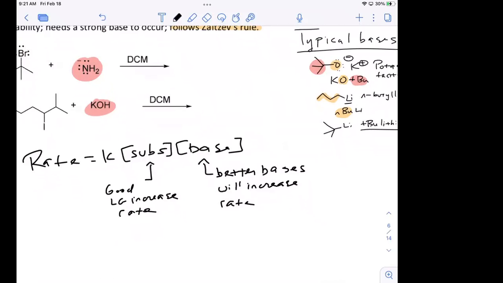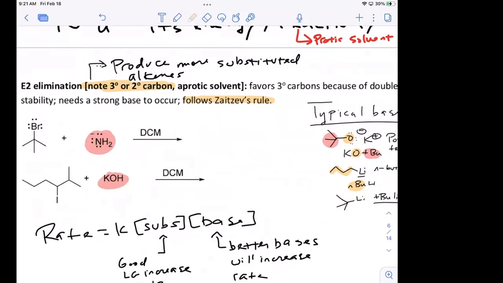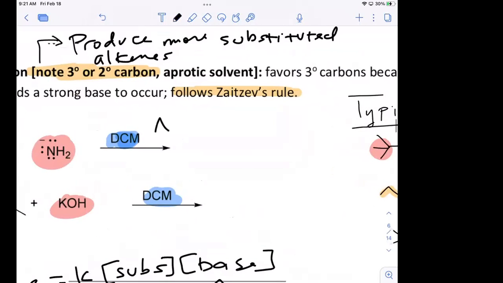What do you think about the solvent? What is dichloromethane? Is that protic or aprotic, based on the list that's in this handout? It's aprotic. Right? That's very important.